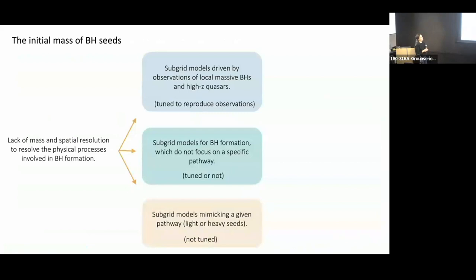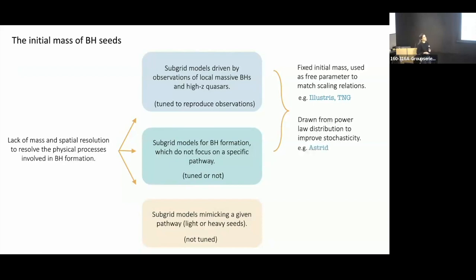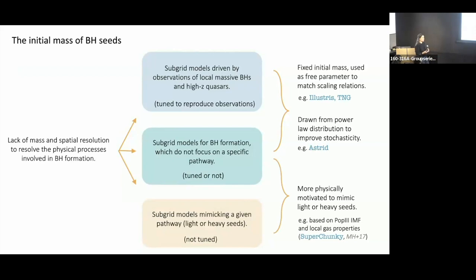And then very quickly, once we have the location of the seeds, we want to use an initial mass for the seeds. There have been different approaches to do that. Either you just choose whatever you want to reproduce observation. This is done in Illustris and TNG. You can draw the initial mass from a power law distribution. This has been done in Astrid. It's really improving the stochasticity or the scatter in the black hole stellar mass relation. If you're using something more physical, you can tie your initial mass to mimic a light seed or a heavy seed. And in my case, I was using the local gas properties and the Pop III IMF.